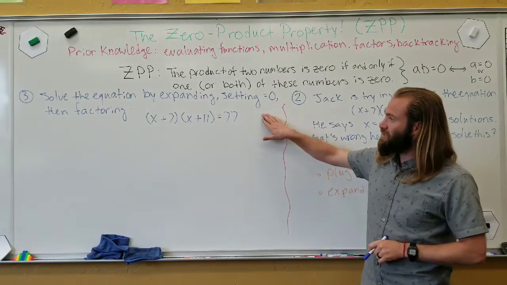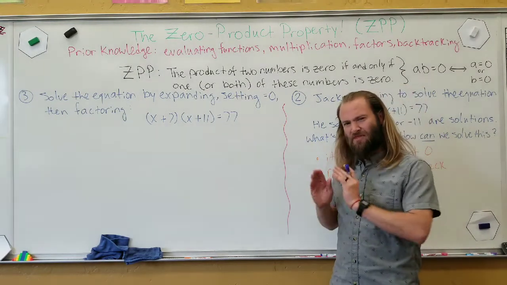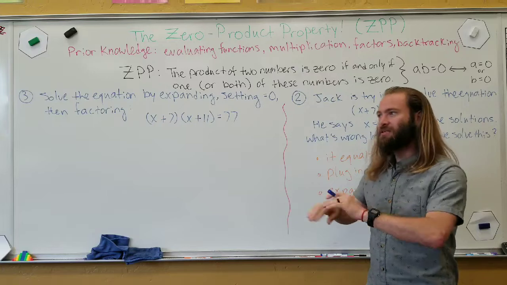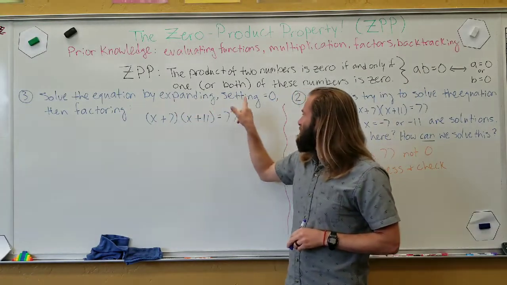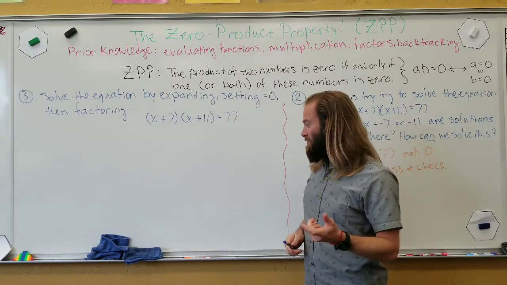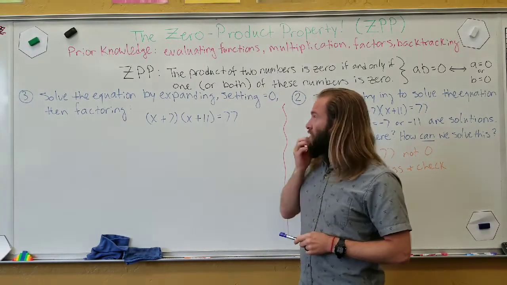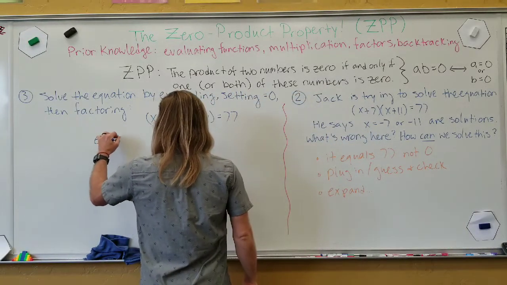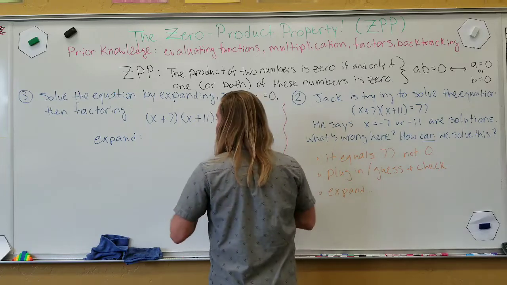So we see Jack's equation again here, but we're going to look at it in a more methodical algebraic way, and we'll get much more into this in future lessons. Solve the equation by expanding, setting equal to 0, then factoring. That's kind of a lot, but don't worry about it. We'll lay this out together. So let's start by expanding, okay? I'll write those steps out as we go.